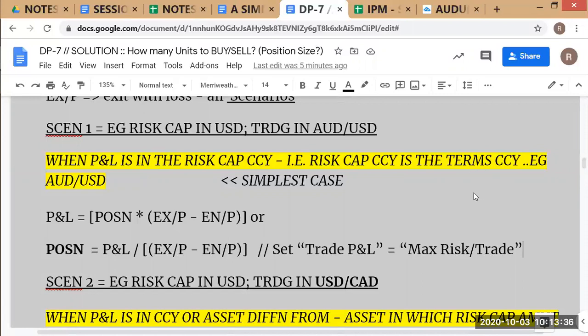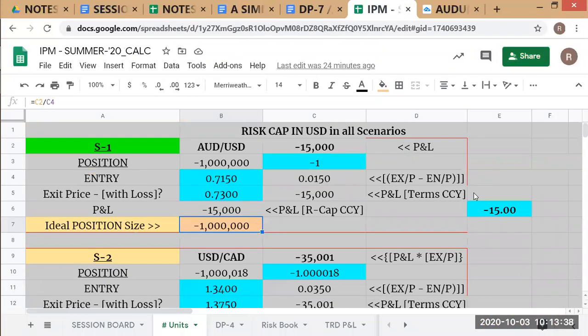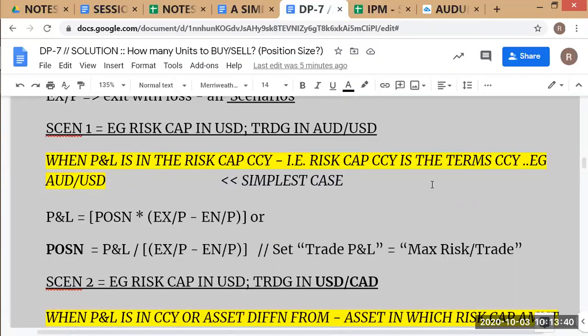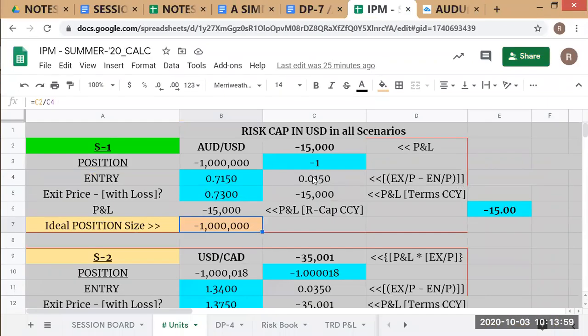Because PNL is always in the terms currency. Let me clarify that: always is a very absolute kind of statement. It is generally in the terms currency, because the trading is always in terms of the units of the base currency or the base asset. That's why the PNL comes out in the terms currency. Everyone is clear about this modeling, how to figure out the position?